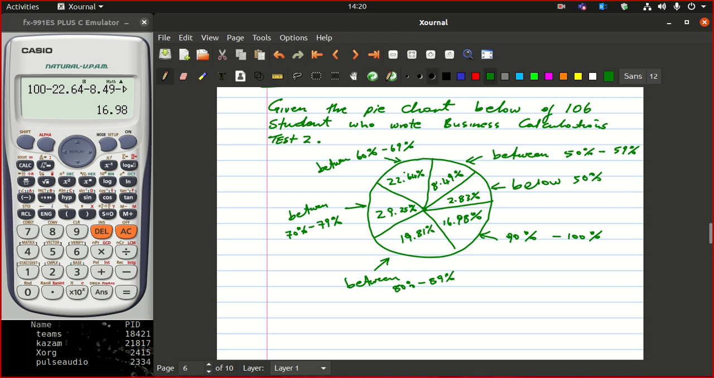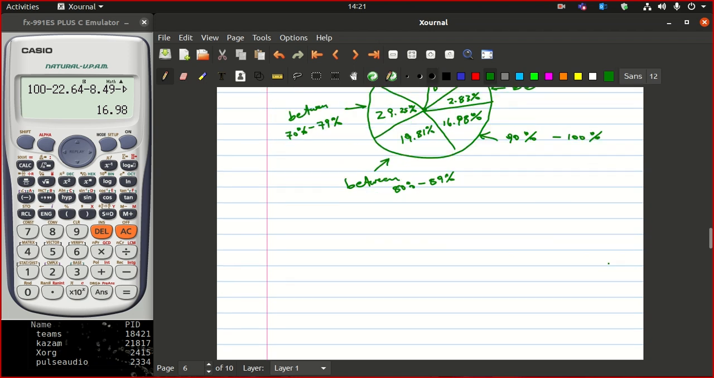So you are given this information here. You're given a pie chart. This pie chart is saying this: if I have these 106 students and I divide them into pieces, I can say that students who got between 60 up to 69% are 22.64%, and these are also some of the students who got certain marks in the test.